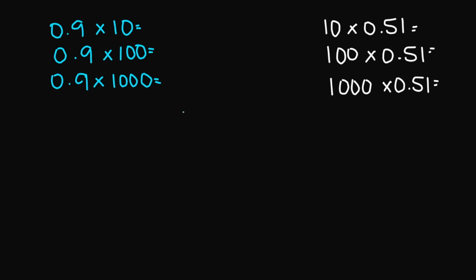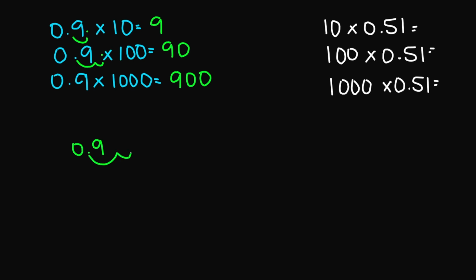So let's look at these examples here. 0.9 times 10, I know I need to move my decimal 1 place to the right, and I'm just going to get 9. It puts me right here, right after the 9. Next, 2 places to the right, so 1, 2, and this is going to give me 90. Next, 0.9 times 1,000, this is going to give me 900 because I know I need to move my decimal point 3 places to the right.